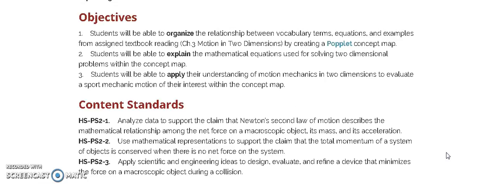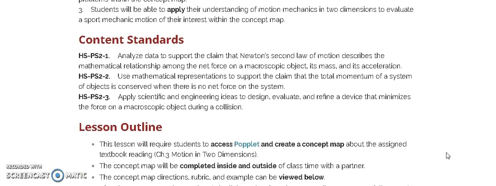The objectives. Students will be able to organize the relationship between vocabulary terms, equations, and examples from assigned textbook reading, Chapter 3, by creating a Popplet concept map. Students will be able to explain the mathematical equations used for solving 2-dimensional problems within the concept map. Students will also be able to apply their understanding of motion mechanics in 2 dimensions to evaluate a sport mechanic motion of their interest within the concept map. The content standards that Lesson 3 will cover are PS2, 1, 2, and 3.